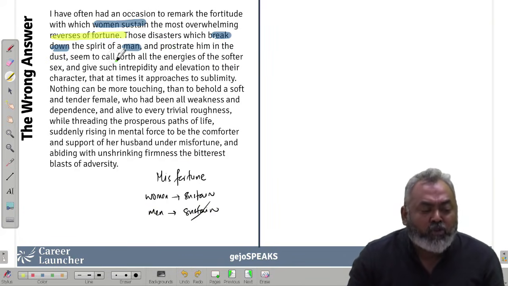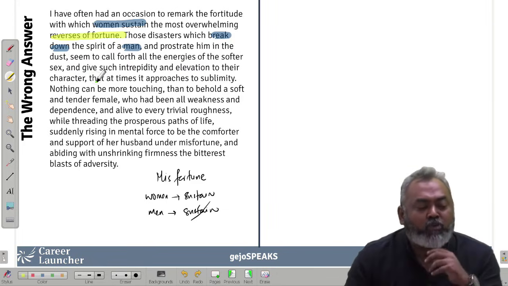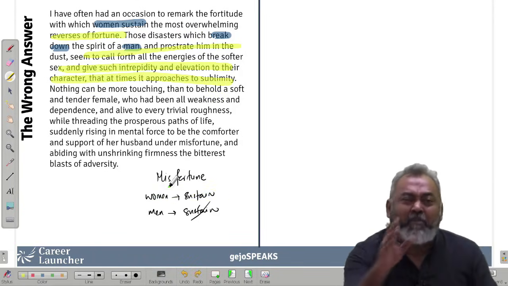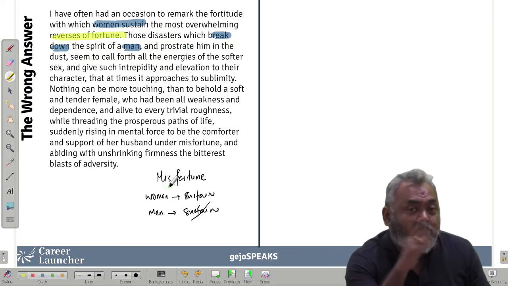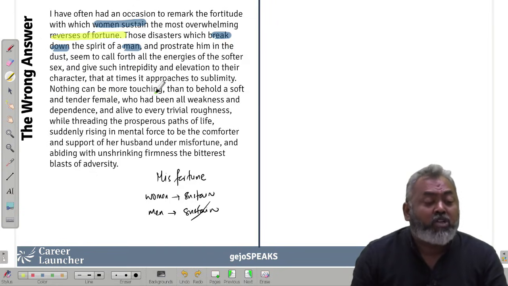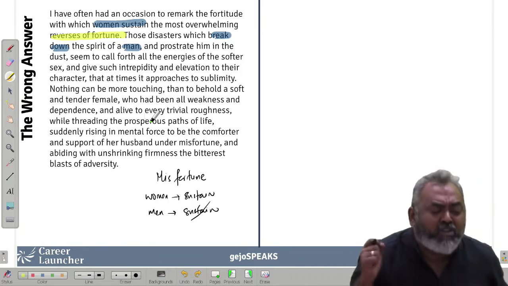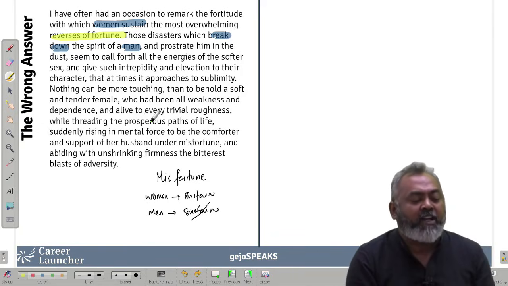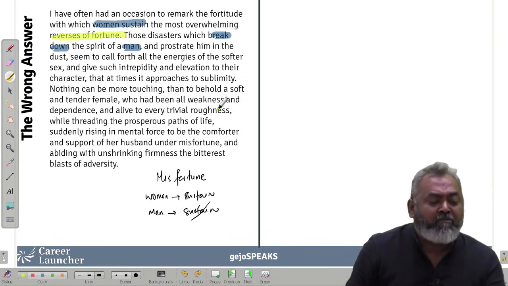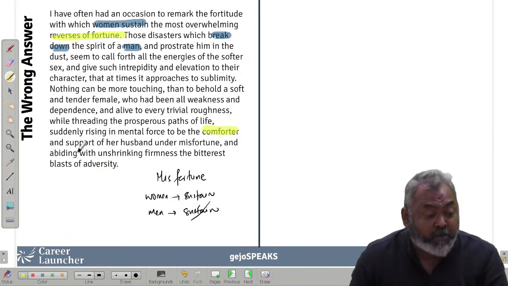It says, seems to call forth all the energies of the softer sex and gives such intrepidity and elevation to their character that at times it approaches to sublimity. So this is simply saying that women sustain. So far, women sustain, men do not sustain during misfortune. Then it goes on to say, nothing can be more touching than to behold a soft and tender female who had been all weakness and dependence and alive to every trivial roughness while treading the prosperous paths of life, suddenly rising in mental force to be the comforter and support of a husband under misfortune.